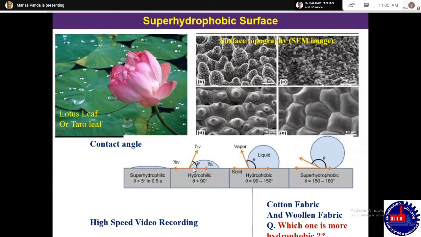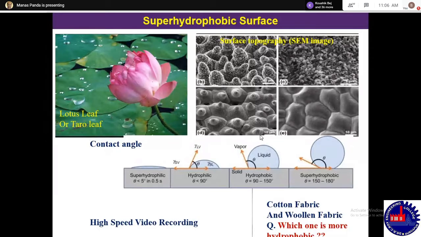Now, if the angle is less than 90 degrees, then it is hydrophilic. But if it is between 90 and 150 degrees, it is hydrophobic. And if it is more than 150, then it is superhydrophobic. That means it repels water. A water droplet falls on it and just jumps out from there. Okay, let me show you one video.